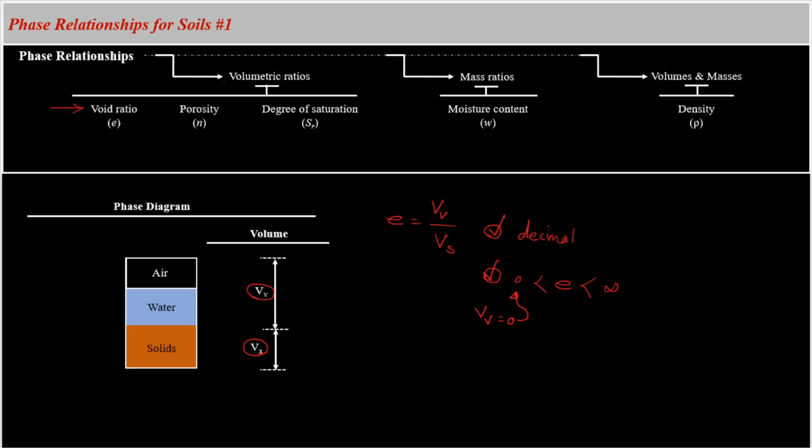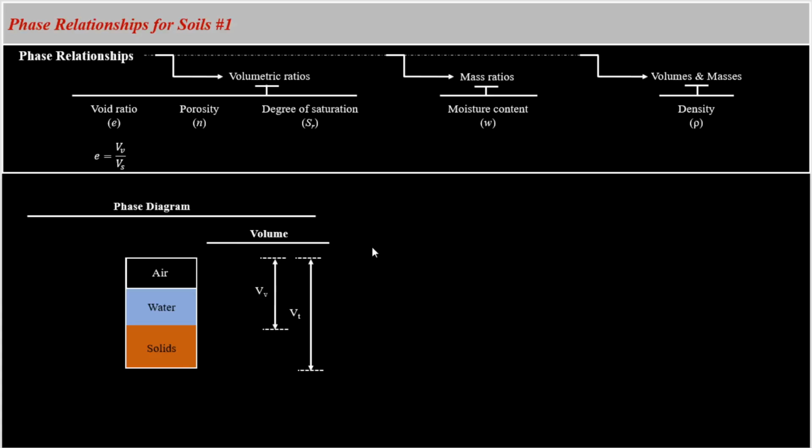On the other hand, imagine you have a soil sample that has a very large volume of voids. In that case, the void ratio of that soil sample will be infinity. But practically, the typical values of void ratio in sands is somewhere between 0 to 1. And in clays, it is somewhere between 0.3 to 1.5.